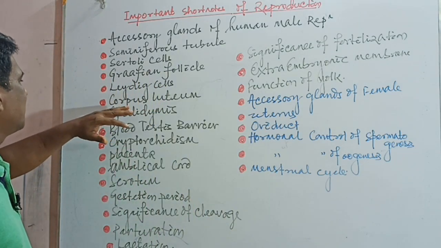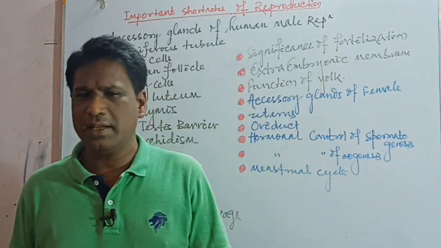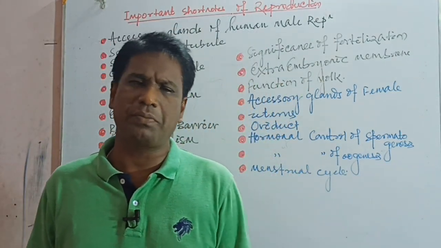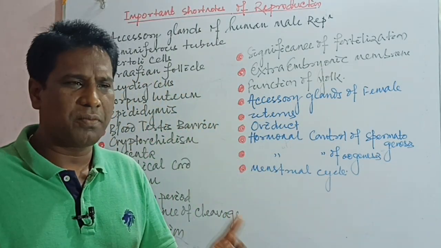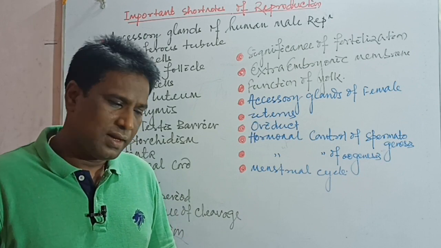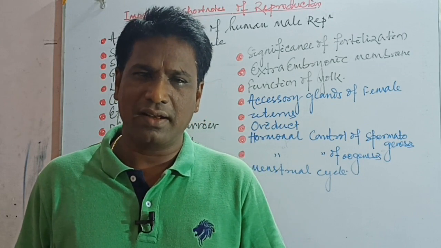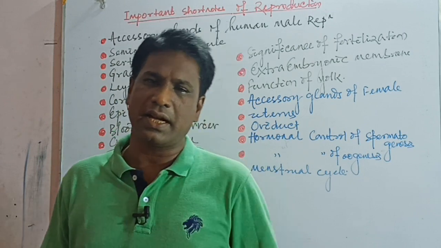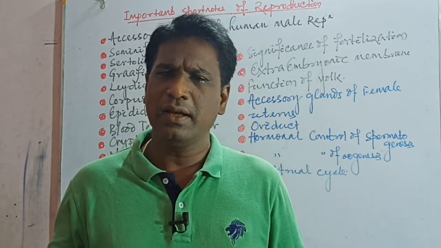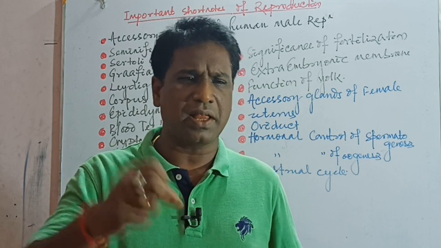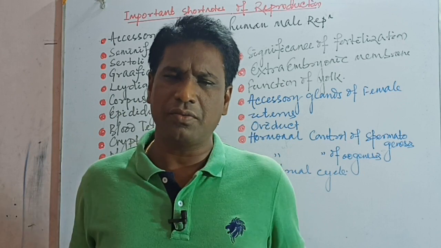Next one is corpus luteum. It is a very interesting and important one as it appears more and more times in your previous CHS exams. After rupturing the ovarian wall, the Graafian follicle releases the secondary oocyte, which is caught by the fimbriae and enters the oviduct through the ostium.